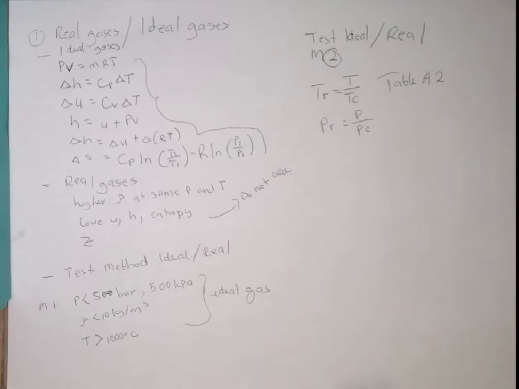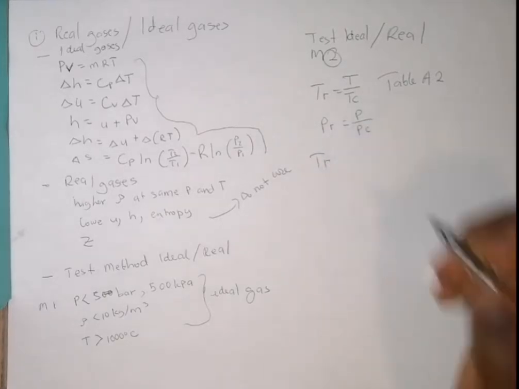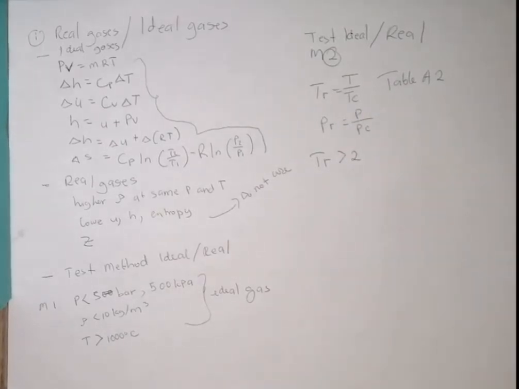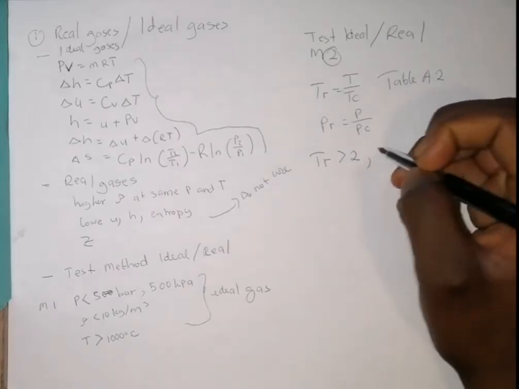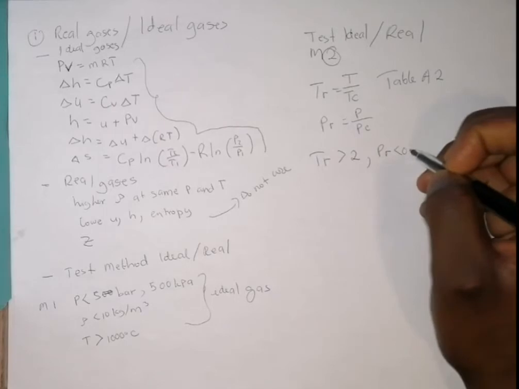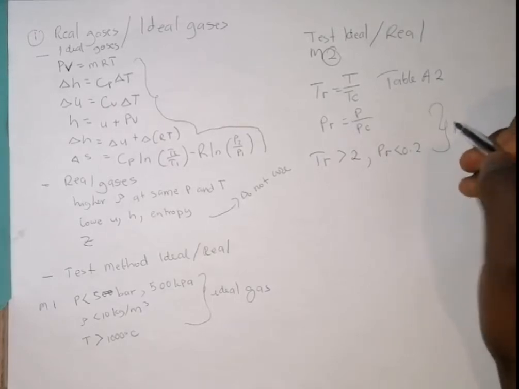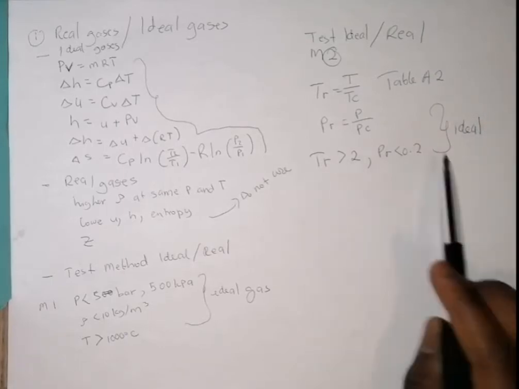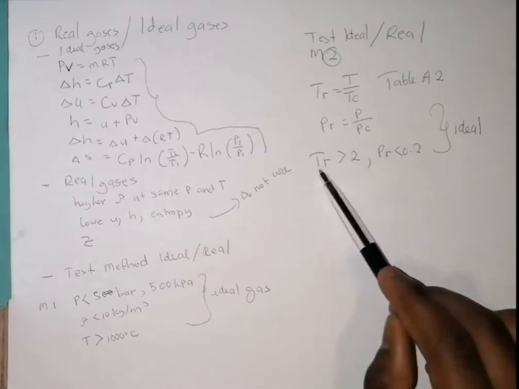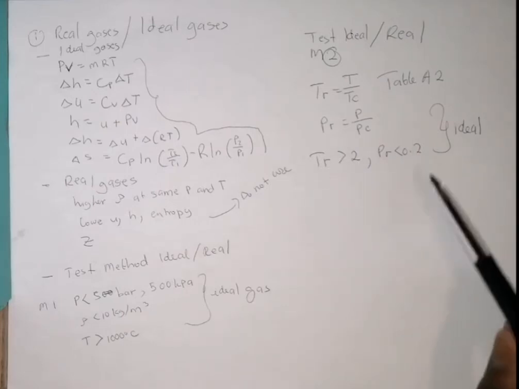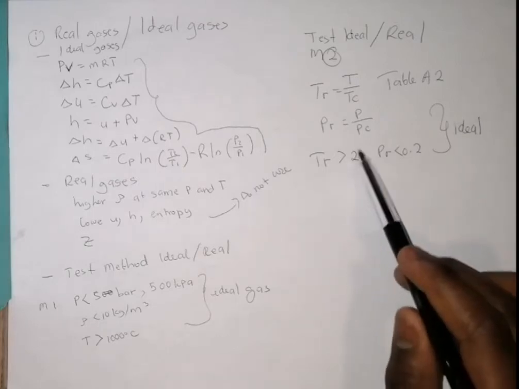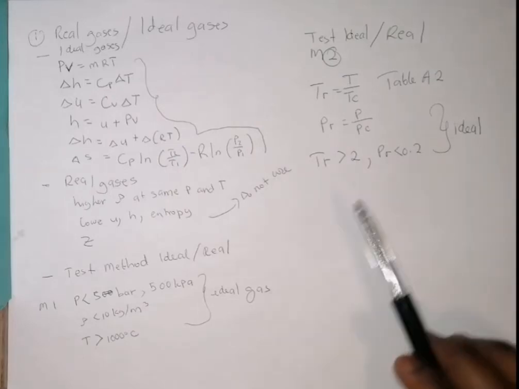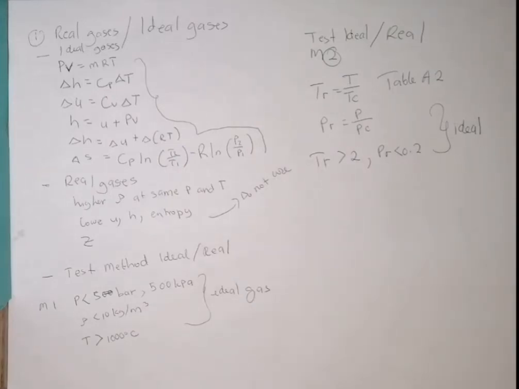Okay, so now for the tests. If the reduced temperature is greater than 2, then the gas is ideal. If the reduced pressure is less than 0.2, then the gas is ideal. And please remember, it's not that you have to find both of them. If just one of them holds, even if TR is less than 2 but PR is less than 0.2, it is ideal. So all you have to look for is one of them. Even if you look at this and find that it's greater than 2, you stop immediately and say, because of this, it's ideal.